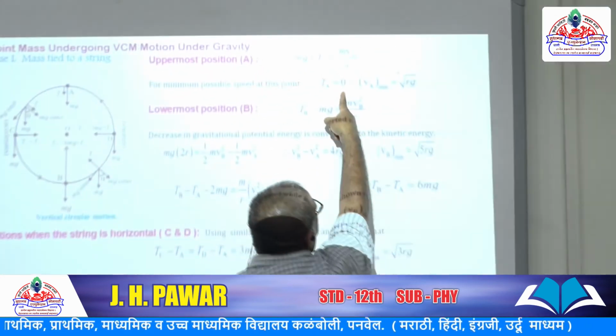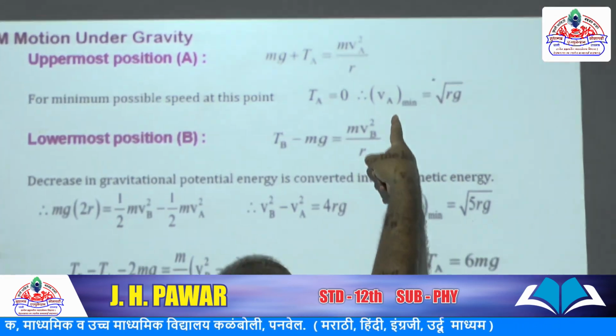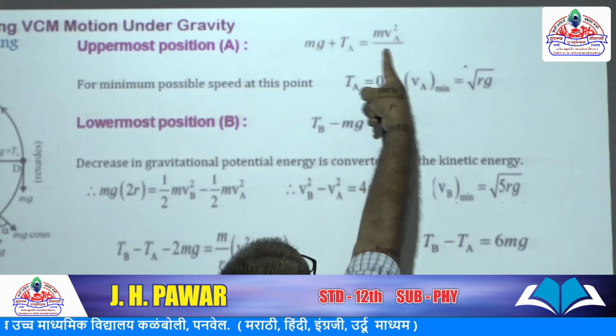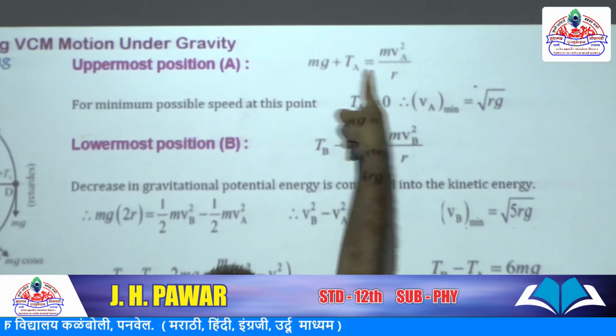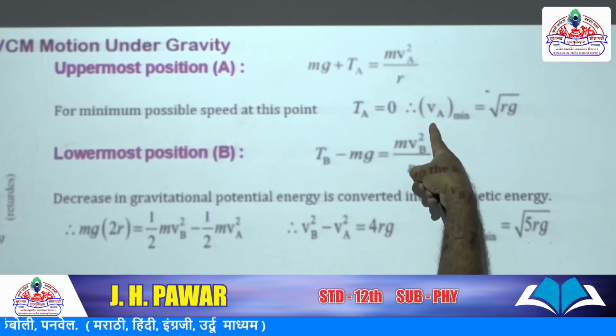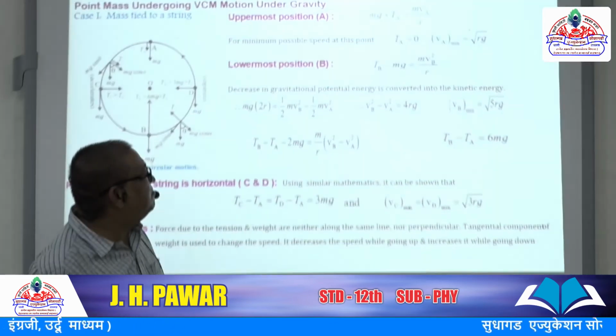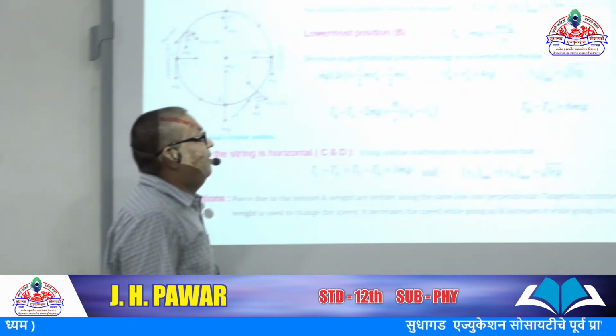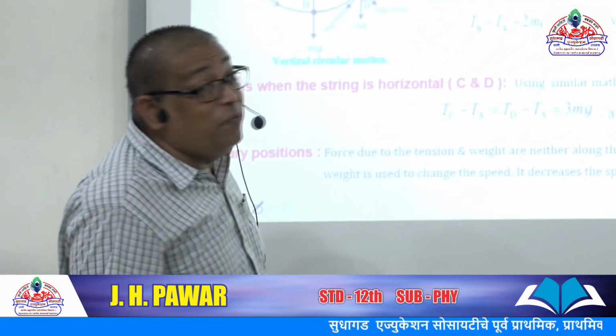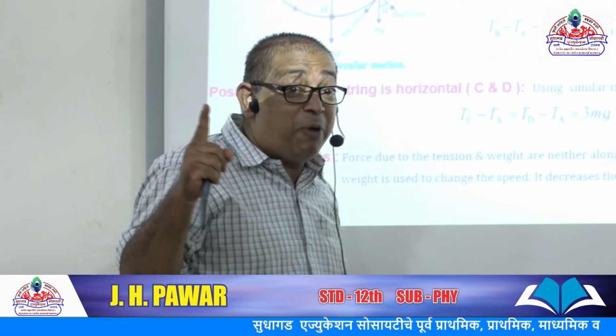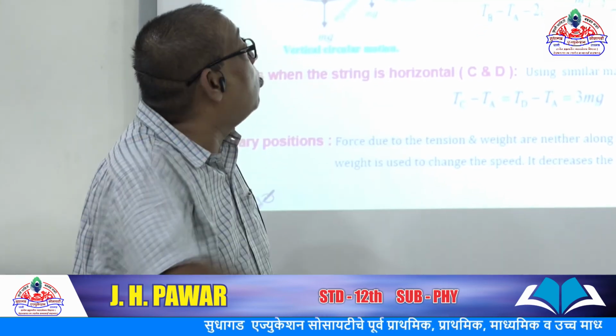Means tension is zero, and as tension is 0, then you can take m cancelled, r is taken here, then you can say minimum velocity v equals square root of rg. Thereafter, this is the minimum velocity so that it performs vertical circular motion at the top.